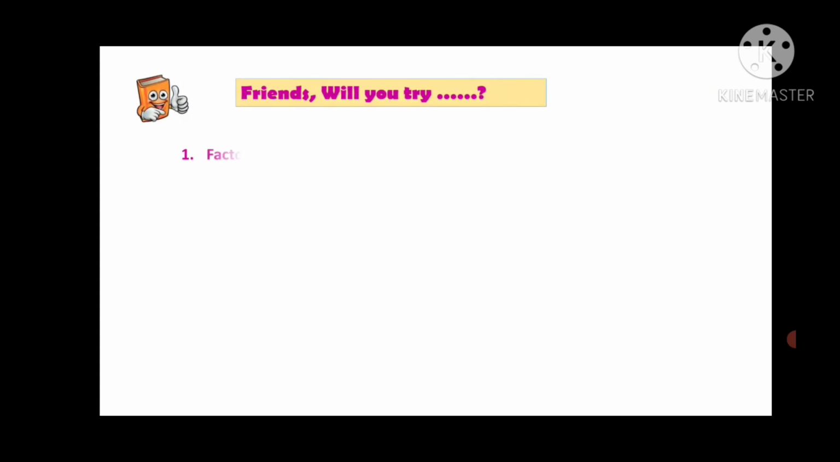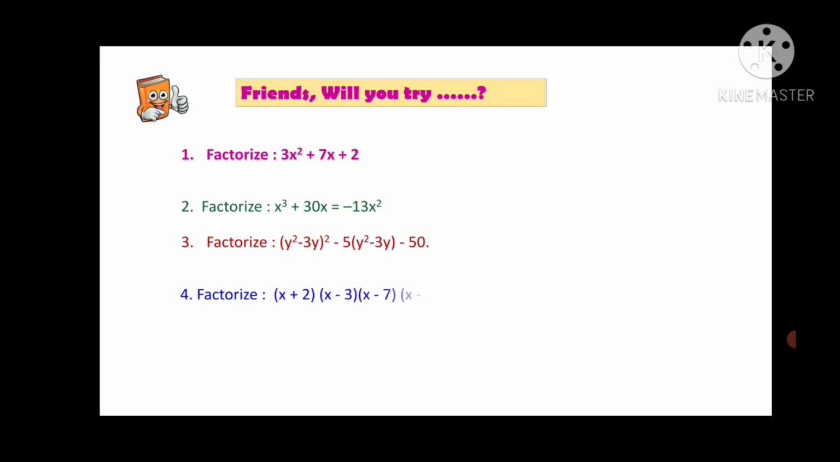Will you try this one? Factorize 3x square plus 7x plus 2. Second, factorize x square plus 30x is equal to minus 13x square. Factorize y square minus 3y bracket raised to square minus 5 into bracket y square minus 3y minus 50. Factorize x plus 2, x minus 3, x minus 7, x minus 2 and plus 64. Factorize 3x4 plus 2x.